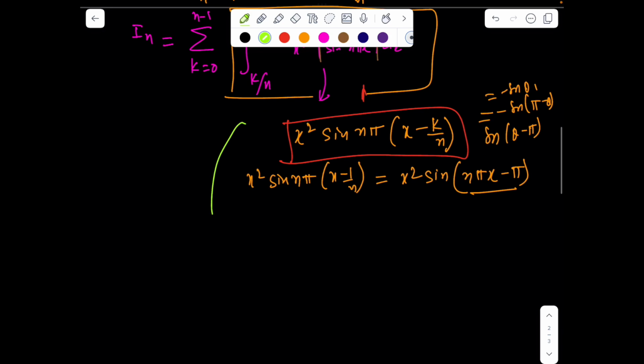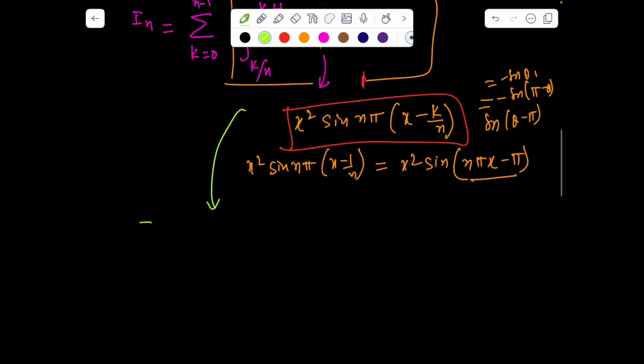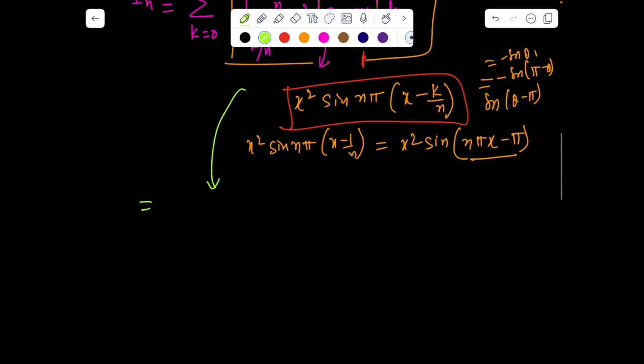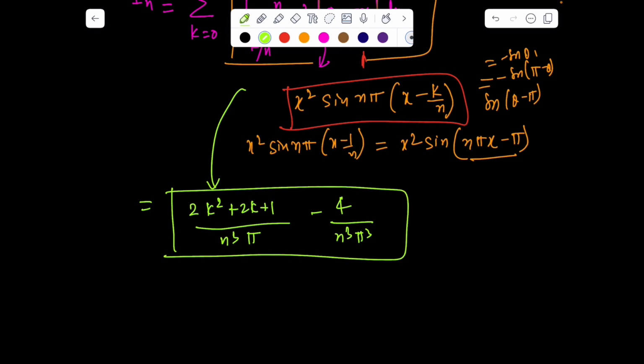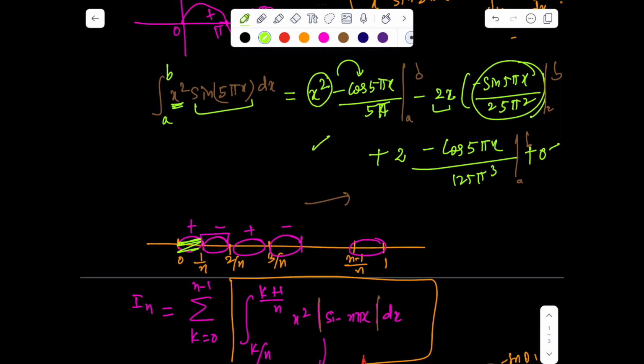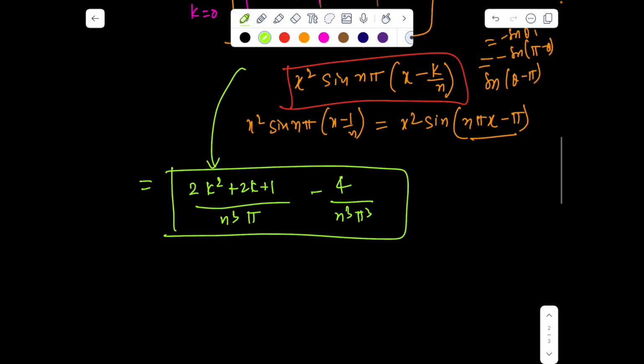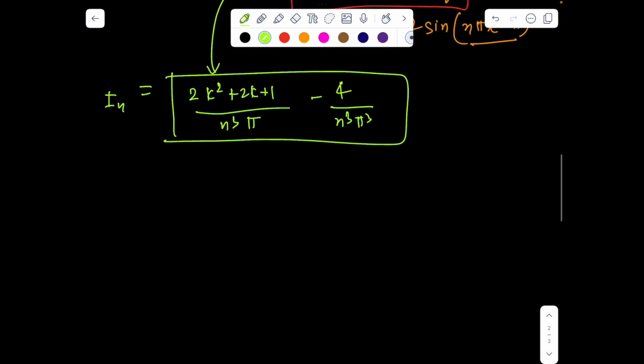And if we do so, as discussed previously, we are going to get the value of 2k square plus 2k plus 1 divided by n cube pi minus 4 by n cube pi cube. Just use integration by parts twice, or you can use a generalized integration by parts as I have mentioned. So this is the value I am getting for In.